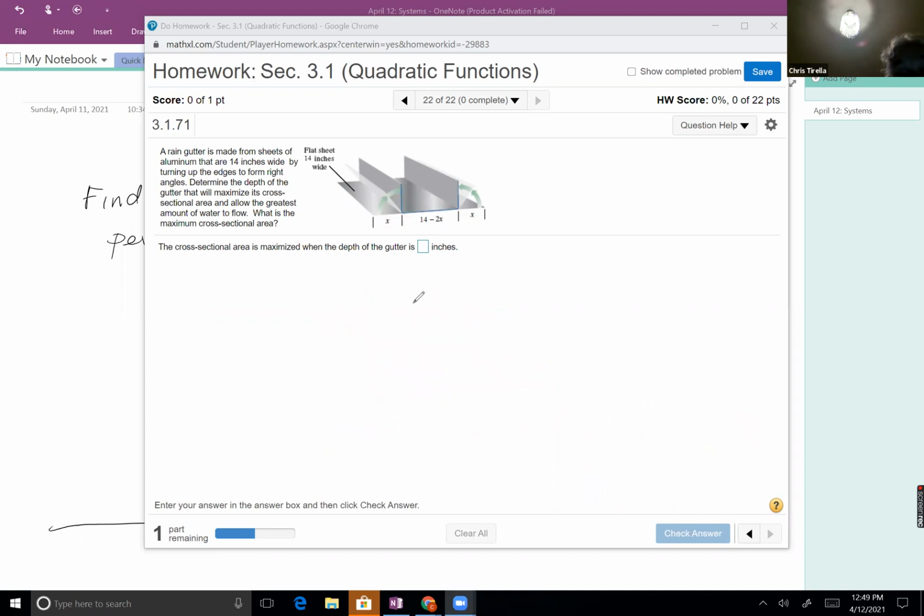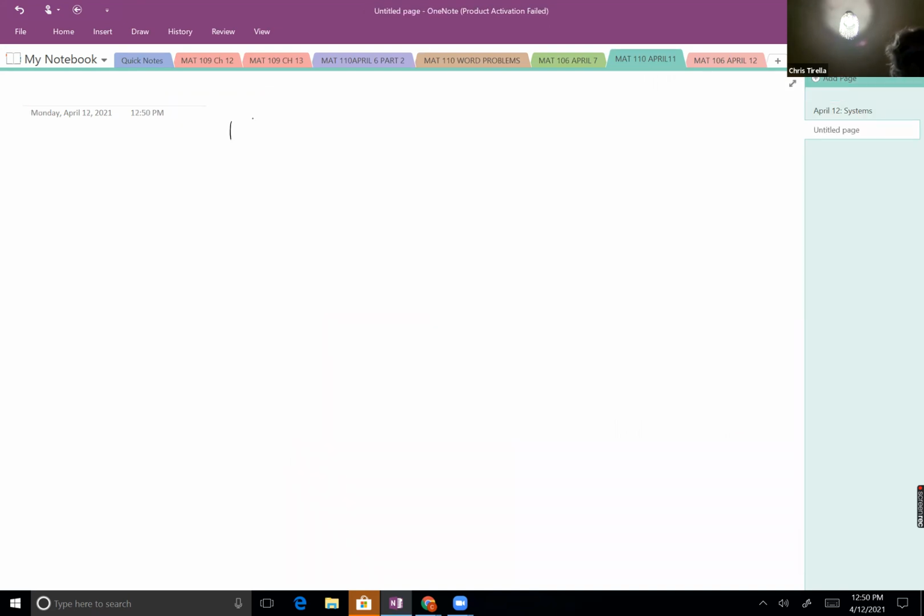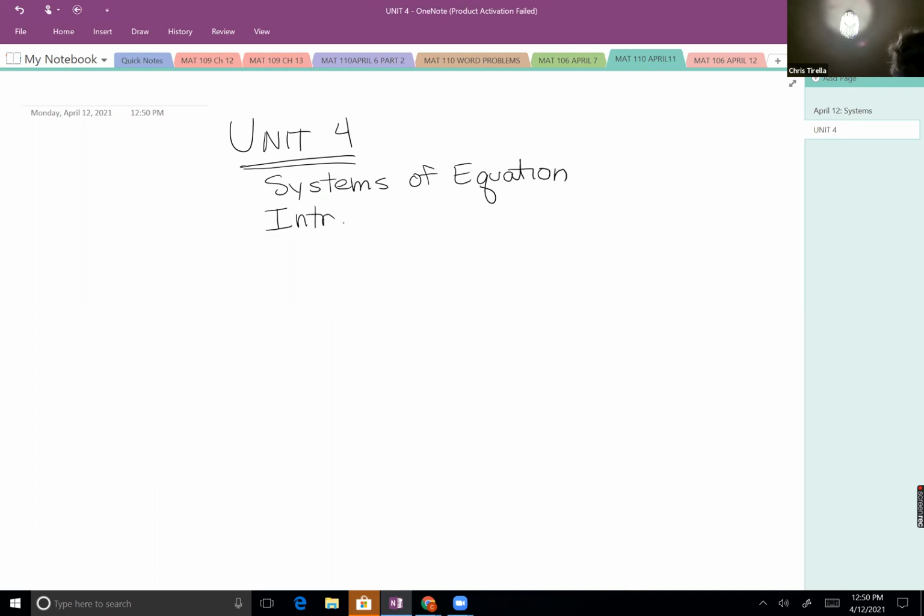Then I'm going to turn my finger back into a mouse. And hey, guys, guess what? Today we're changing a little bit and starting to look at that last unit. Unit 4 has 2 topics in it. The first is systems of equations. After we look at systems of equations, we're going to look at an introduction to trigonometry. But today we're just going to start talking about those systems of equations.